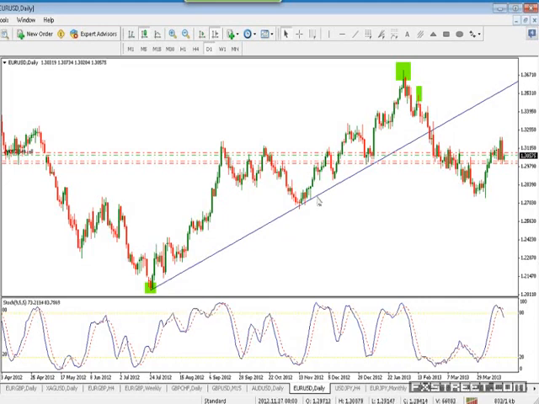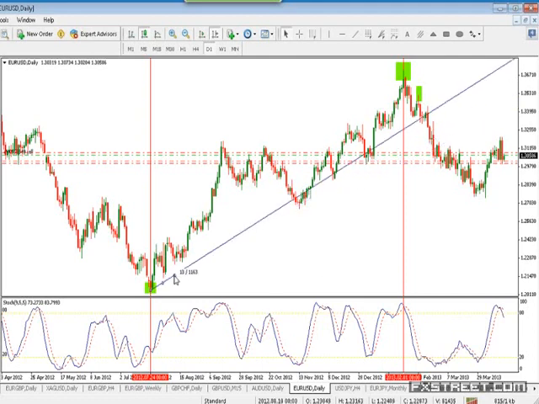The second thumb rule is a trend line can never go through the real body of a candle. Remember, a trend line is allowed to go through the wick of a candle, but it should never go through the real body of a candle. There is a rider to this. It should never go through a candle between the pivot points, the pivot high and the pivot low.